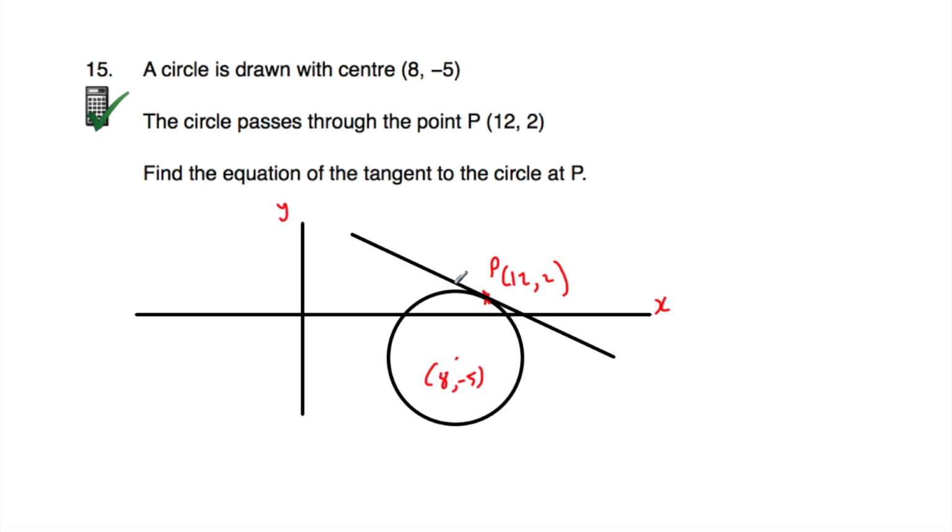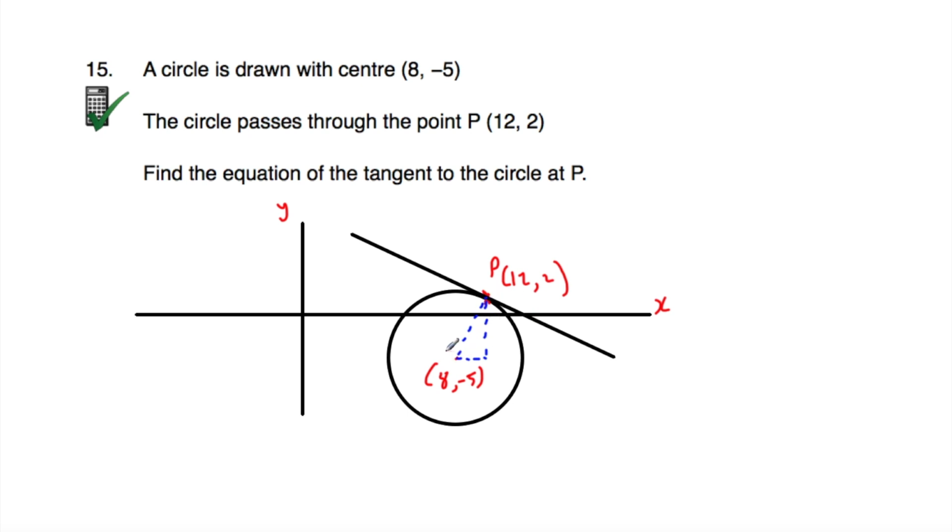To find the equation of the tangent, it'd be quite useful if we can find the gradient of the radius. So we can find the gradient of the radius here by doing rise divided by run. Then once we find the gradient of the radius, we can find the gradient of the tangent. And then once we know the gradient of the tangent, we can find the equation of the tangent.